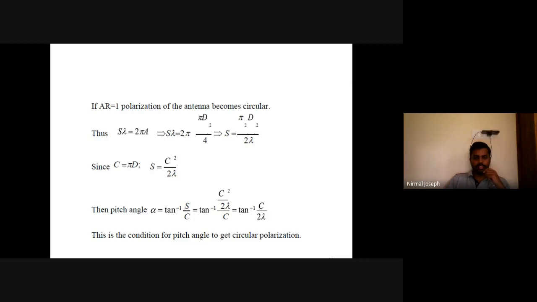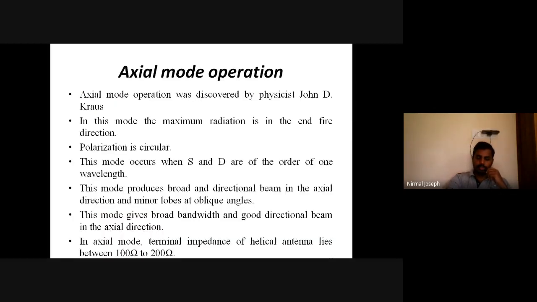Then substitute pi d for C in that equation. You will get S is equal to C square by 2 lambda, since C is equal to pi d. Then substitute that condition into the general equation of pitch angle. You will get the condition for pitch angle in order to get circular polarization. That's all about the normal mode.